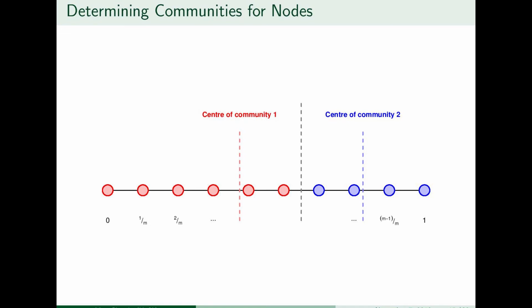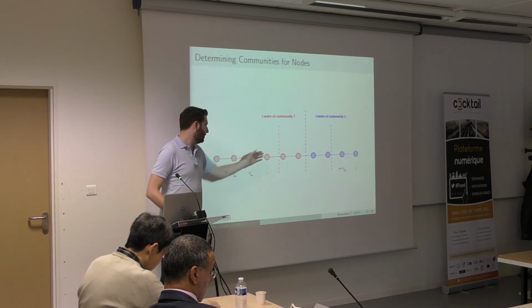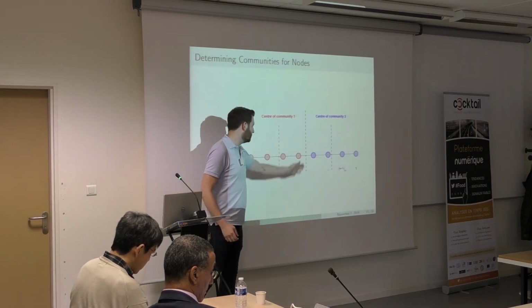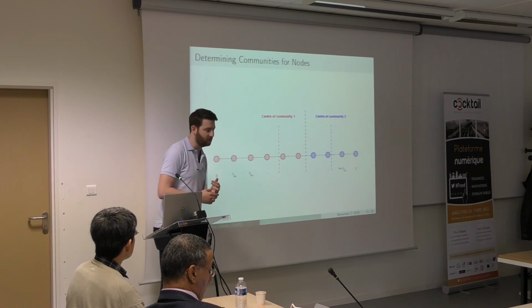So again, actually not that complicated. We've got our set of nodes. We find the center for the red community. We find the center for the blue community. All the nodes that are closest to the blue center are blue nodes. All the nodes that are closest to the red center are red nodes. And we do have some mark in between to simulate where the boundaries of those different communities are.